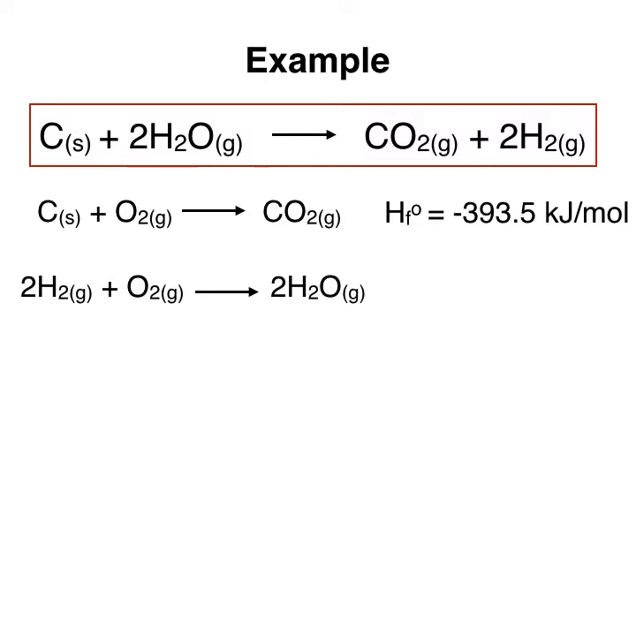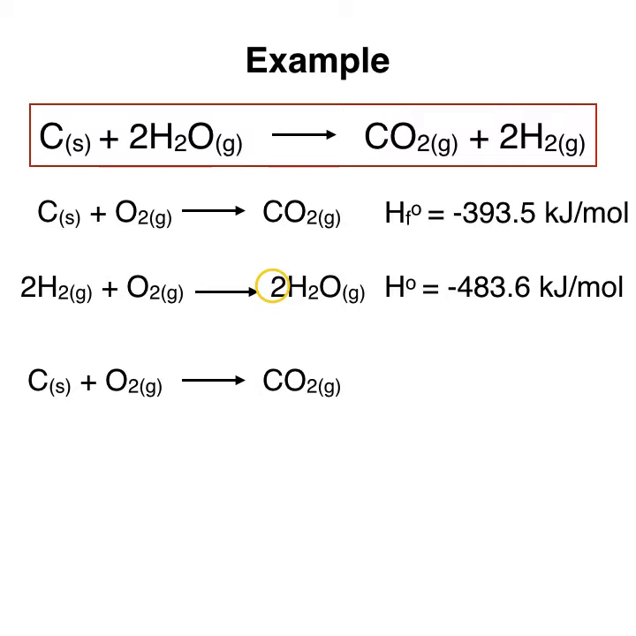This equation is 2 times the standard formation reaction of H2O, as 2 moles of H2O are produced rather than 1. The standard enthalpy change of this reaction is negative 483.6 kilojoules per mole. So let's see how we can manipulate these equations to get our desired equation. Our first equation, the formation of carbon dioxide, has solid carbon as a reactant and carbon dioxide as a product in our desired amounts. So we can leave this equation as is, also leaving the enthalpy change the same.